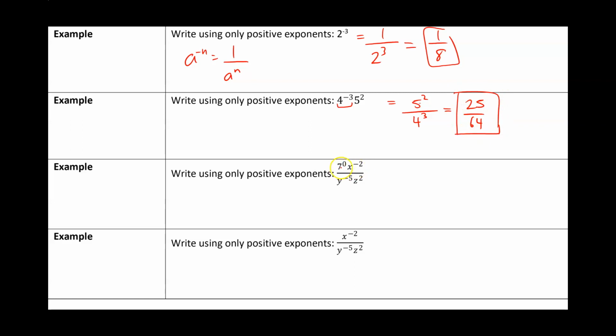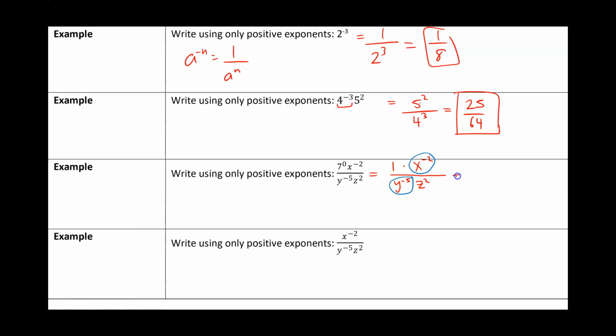Okay, next up we have 7 to the 0 power. So first off, anything to the 0 power is 1. And now here's what's going to happen. We have 1, x to the negative second, y to the negative fifth, and z squared. I am going to circle the terms that have a negative exponent, which is the x to the negative second and y to the negative fifth.